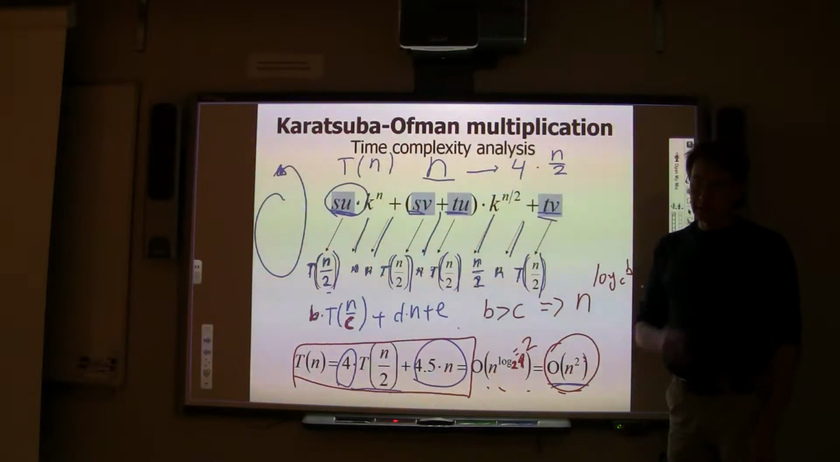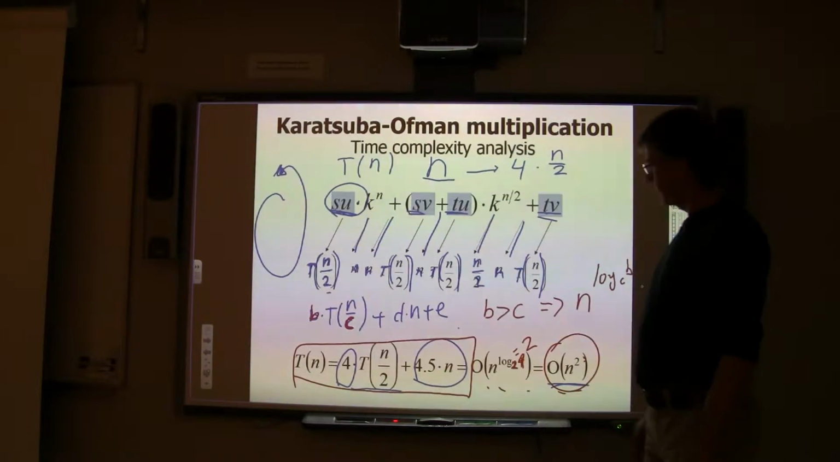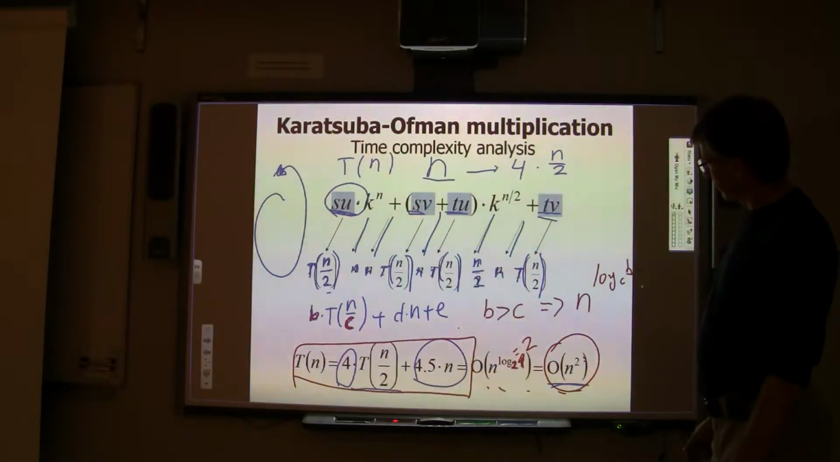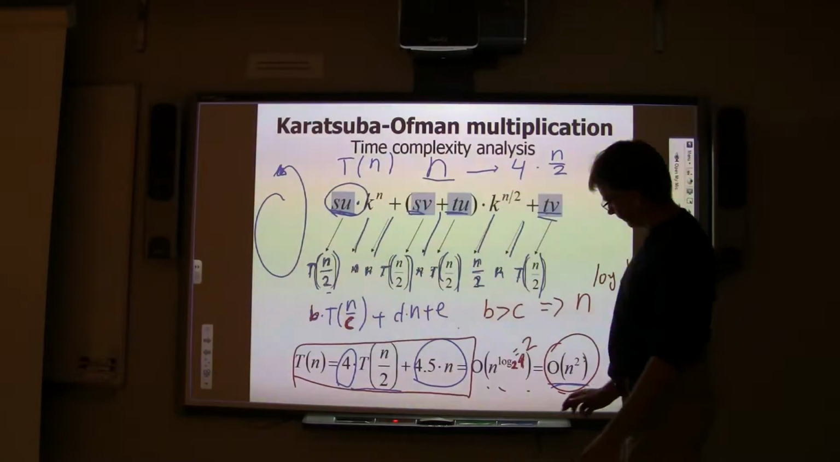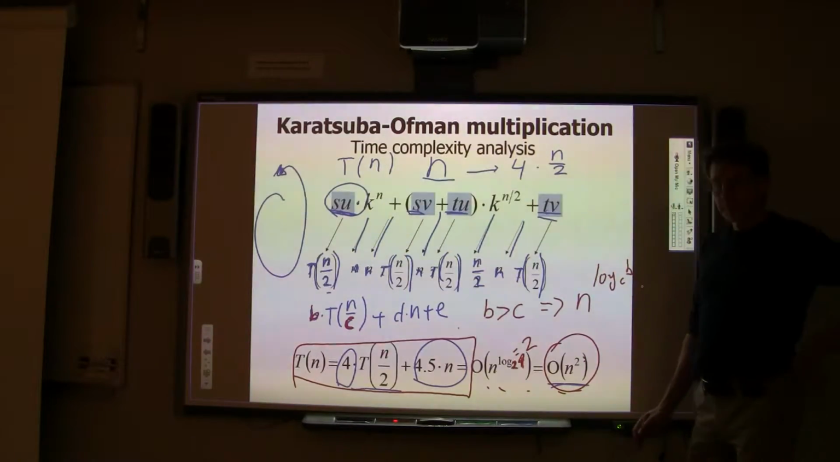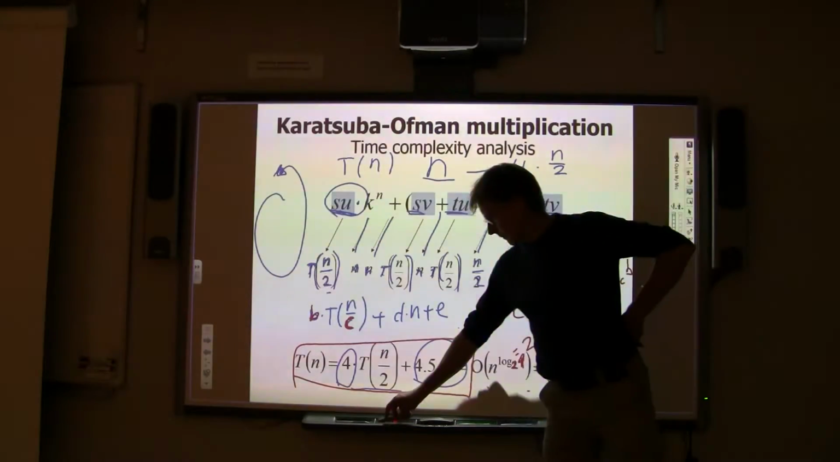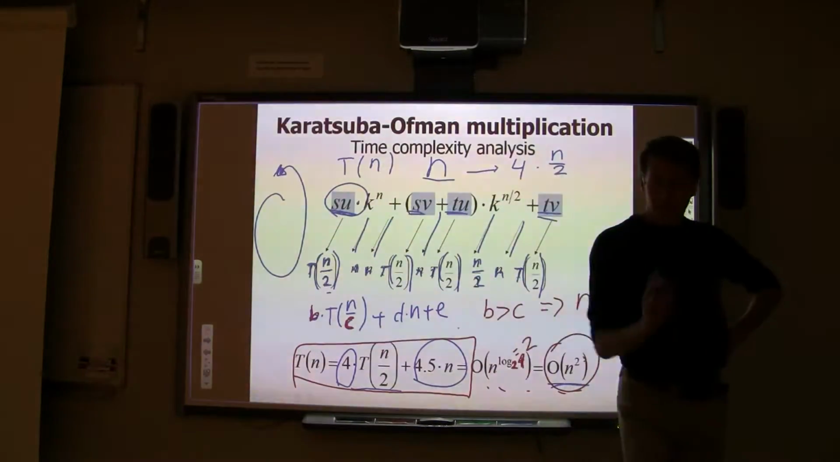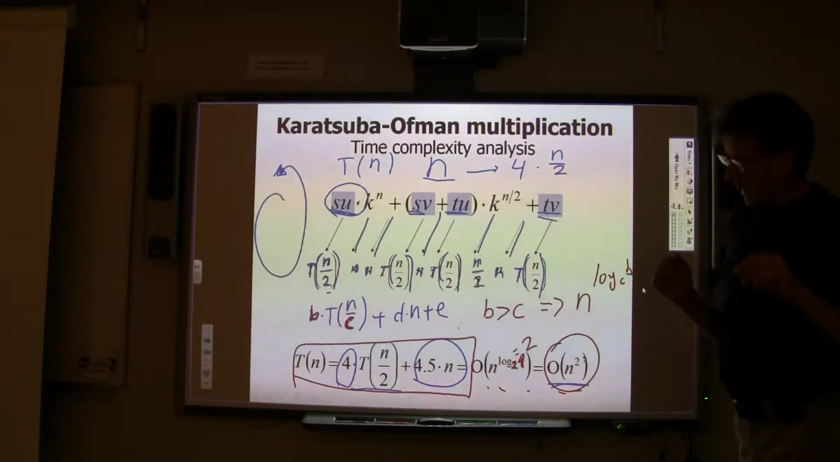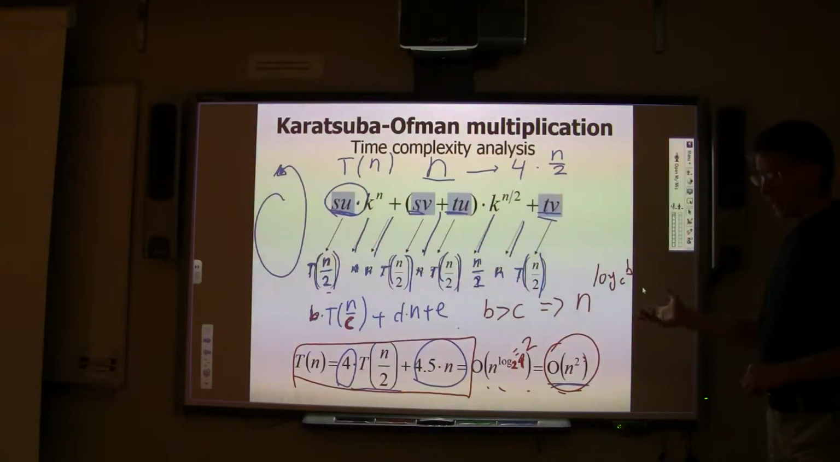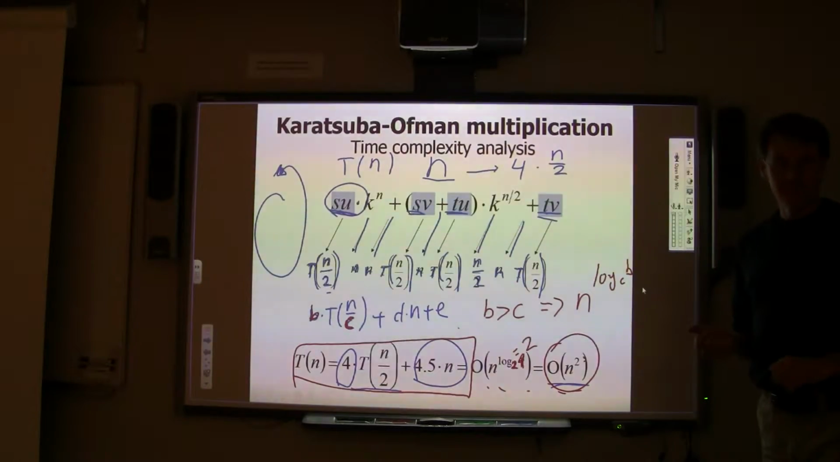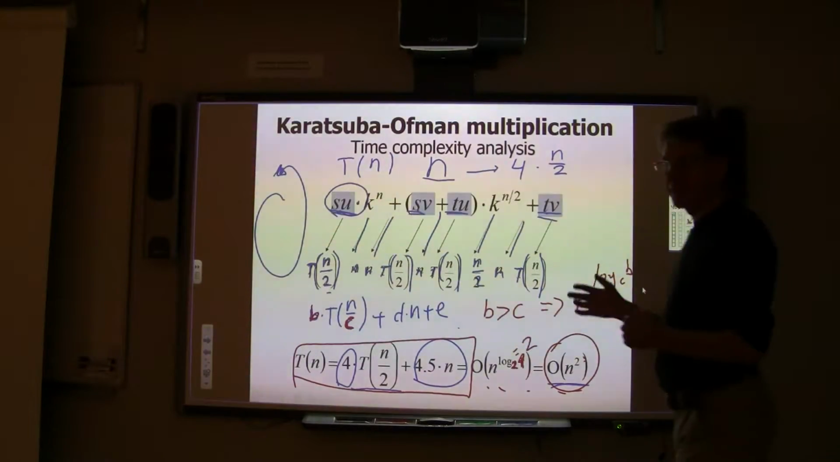Did we gain anything? Question? This algorithm's complexity is order n square, and the previous school level algorithm was also order n square. So what's the difference? The question is that the original algorithm has n squared and the new algorithm has n squared, so where's the difference? Okay, did anybody find the difference? Where is it?